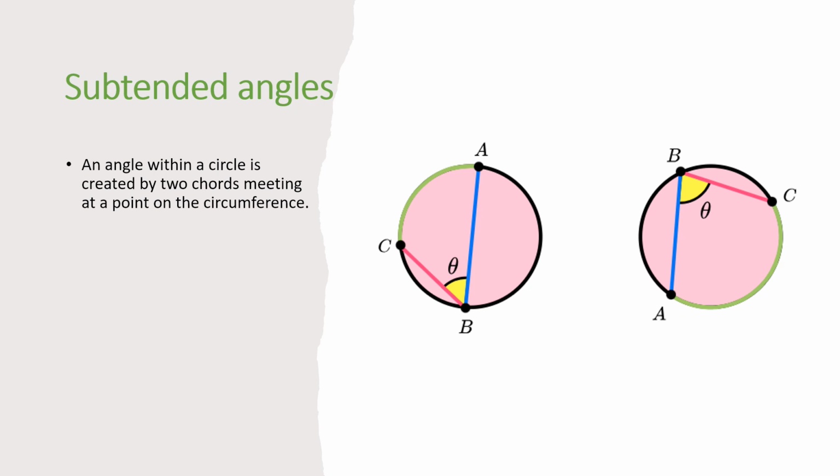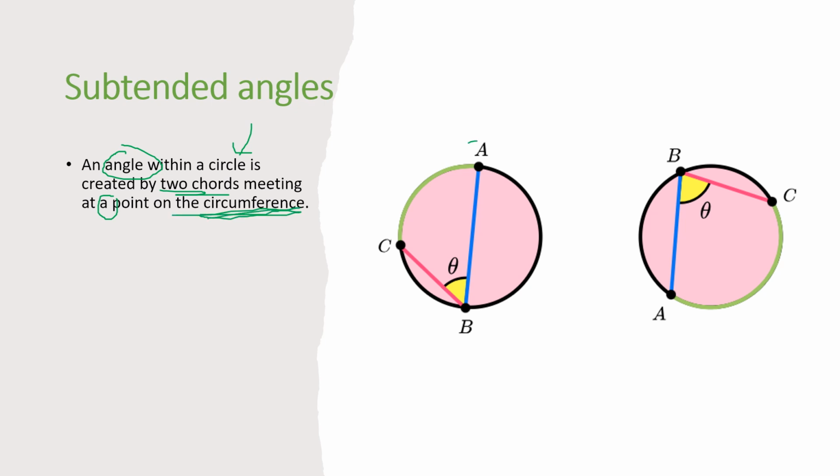A subtended angle is an angle within a circle. So this whole thing is a circle. And what I'm trying to say is this is an angle inside the circle, but it is created by two chords. Those two chords are meeting at a point. But meeting at a point where: inside the circle, outside the circle, or on the circle? On the circle, or on the circumference.